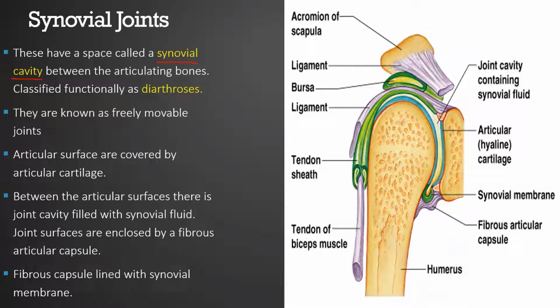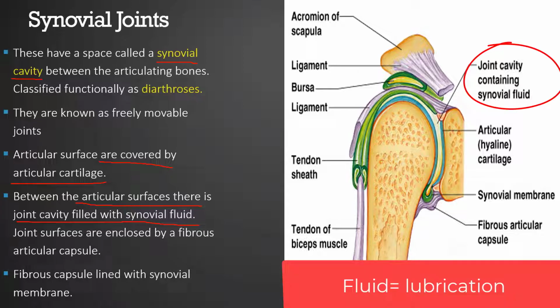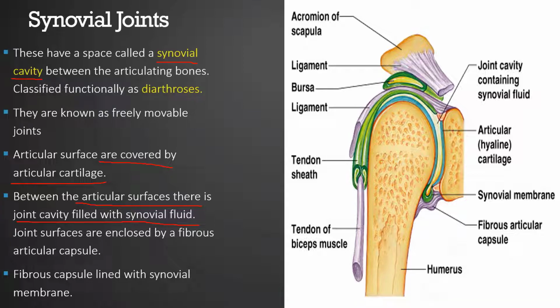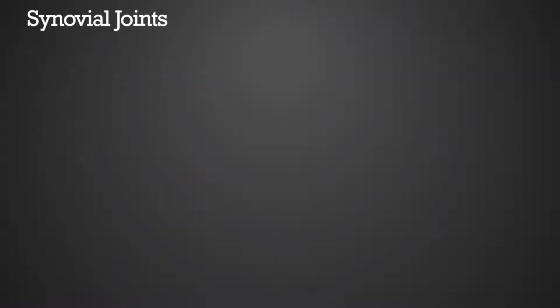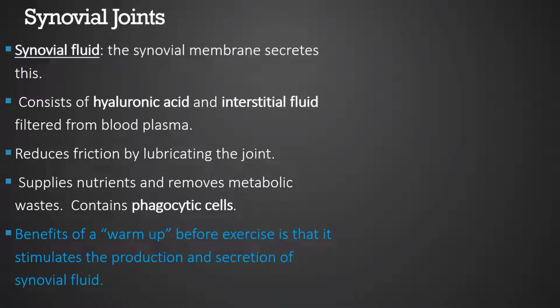So the articular surface, just like the fibrocartilage, is covered by articular cartilage, and in between the articular surfaces there is this joint cavity that is filled with the synovial fluid. So wherever there is a fluid, what is the main function? It's to lubricate or to provide lubrication, right? So lubrication, it helps in the free movement of any part, and the synovial fluid is secreted by synovial membrane itself. The synovial fluid comprises of hyaluronic acid and the interstitial fluid that is derived from the blood plasma.